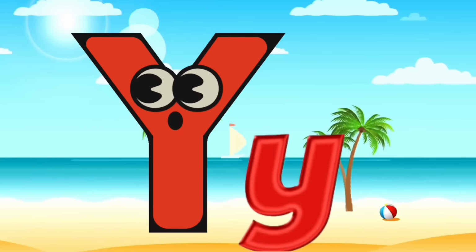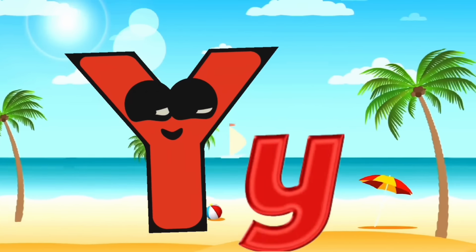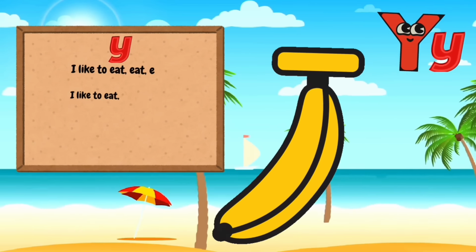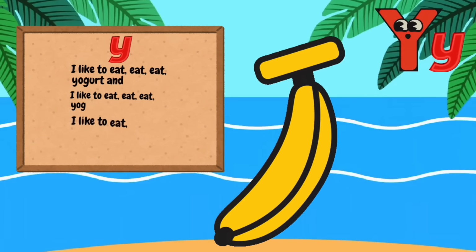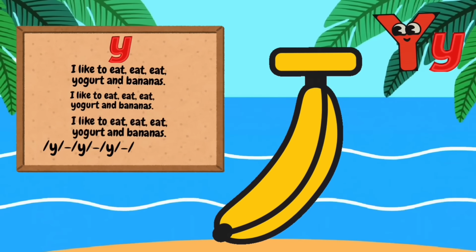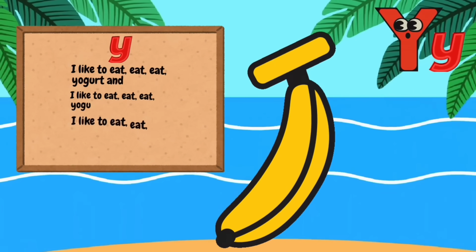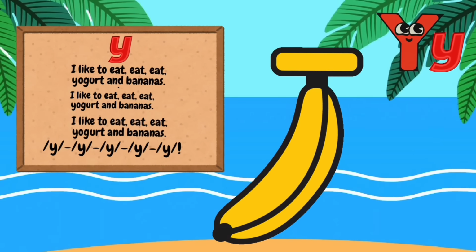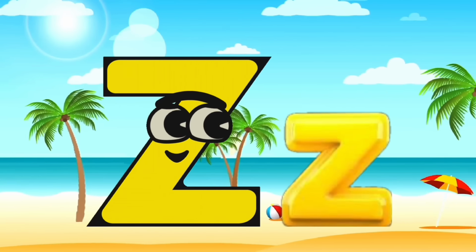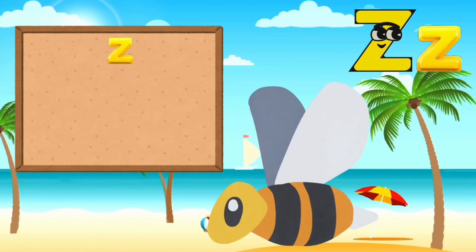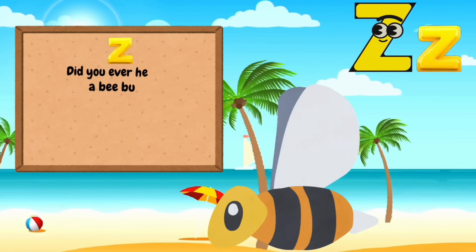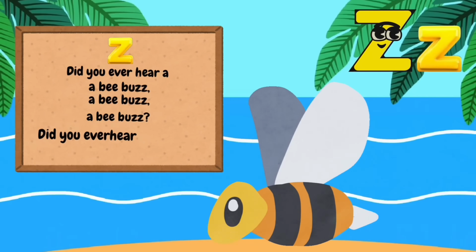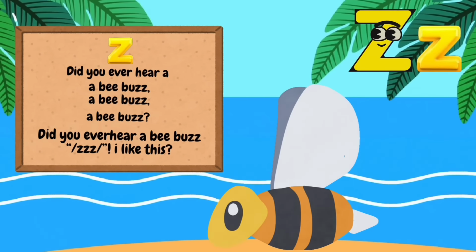Y, y. I like to eat, eat, eat yogurt and bananas. Y, y. Z, z. Did you ever hear a bee buzz? A bee buzz. Did you ever hear a bee buzz? Zzz, I like this.